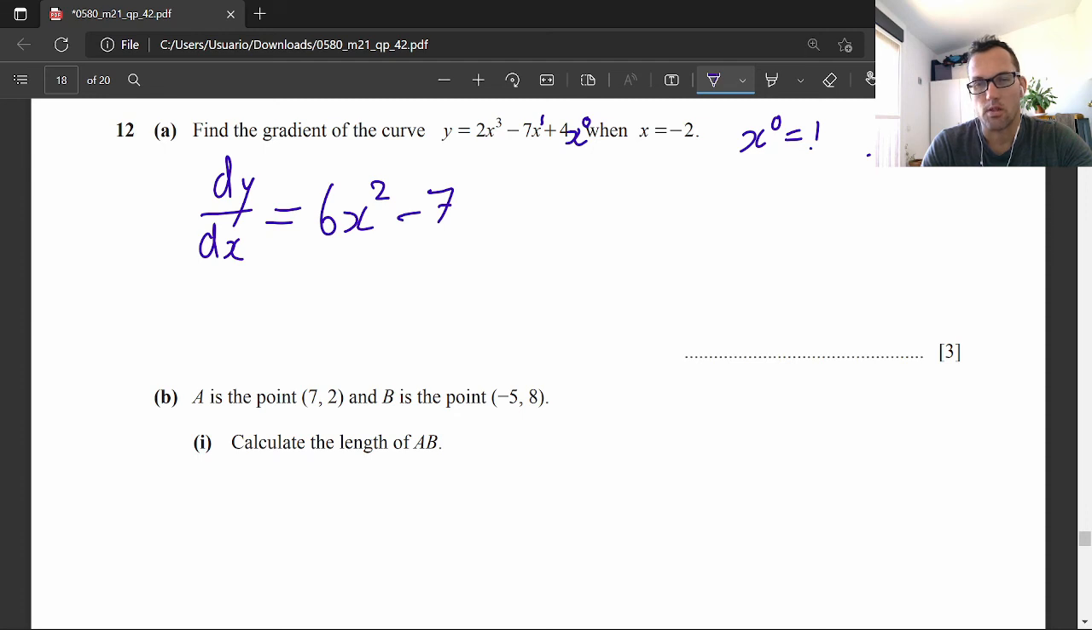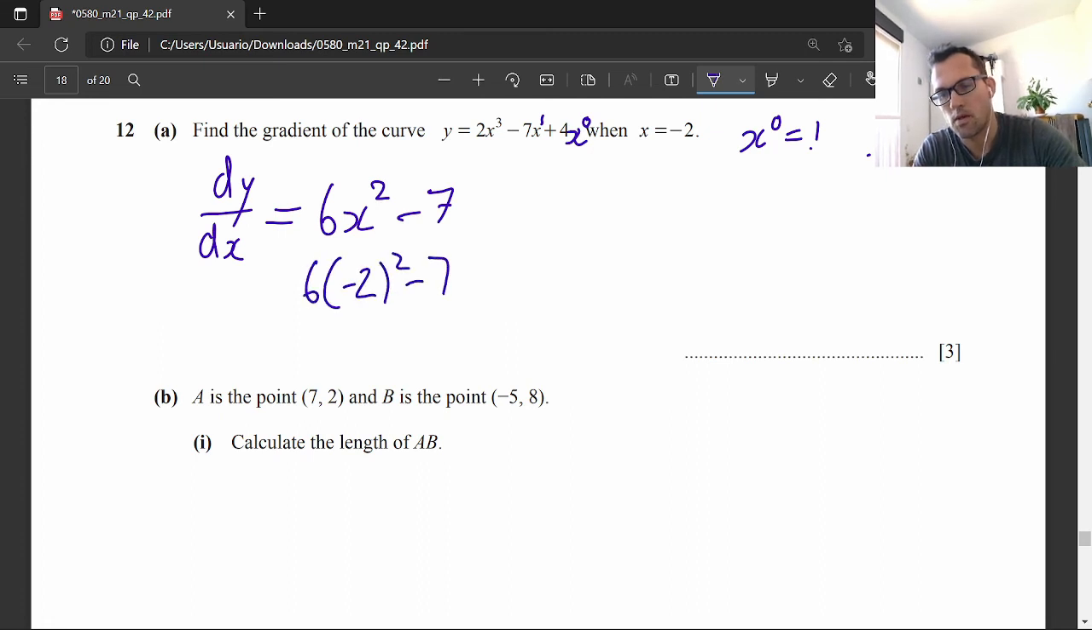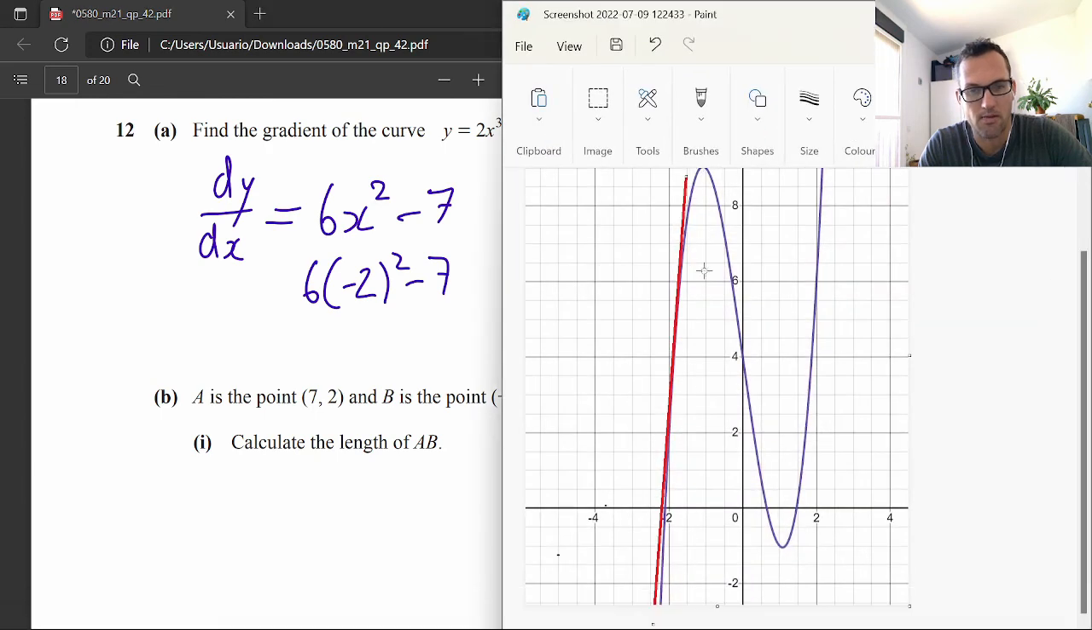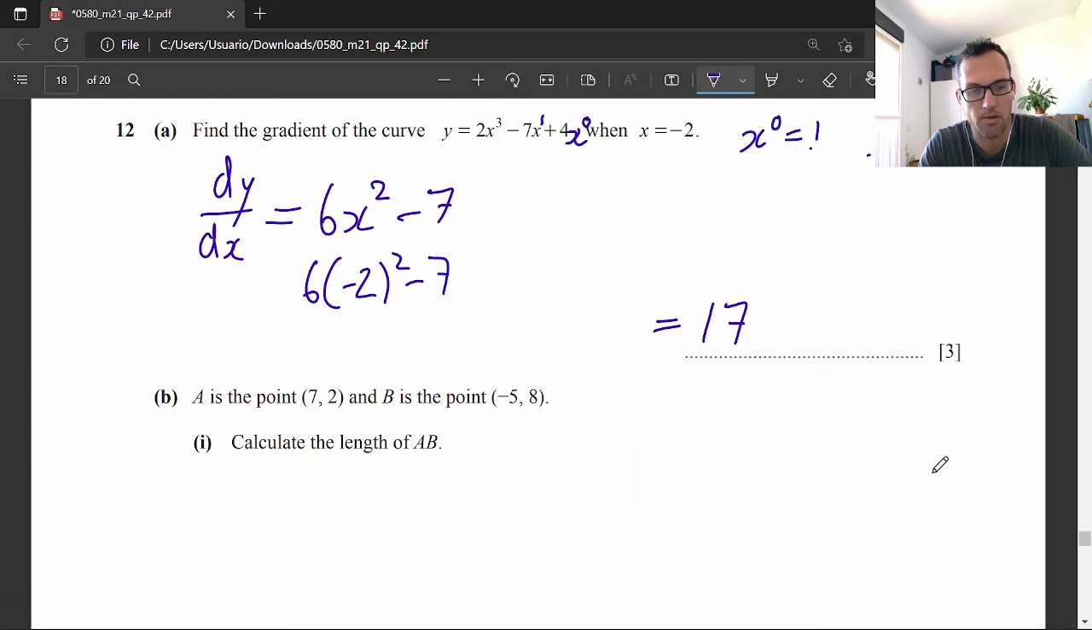Now we want to know what is the gradient at x equals minus 2. So we now substitute minus 2 in there. Minus 2 squared is 4. 4 times 6, 24. 24 minus 7 equals 17. And that will be the gradient, which is a very steep gradient. But as we looked before, it is a very steep line going up there.